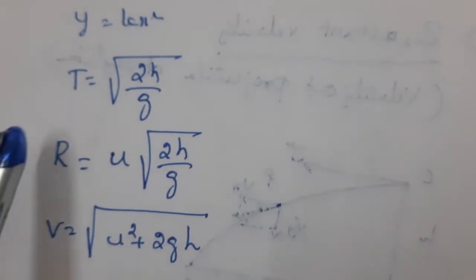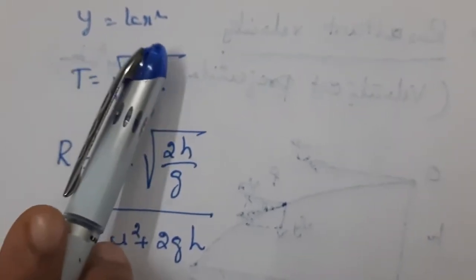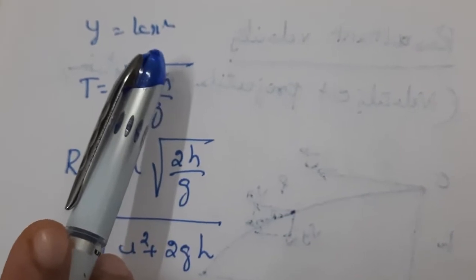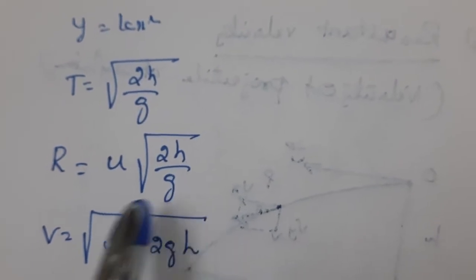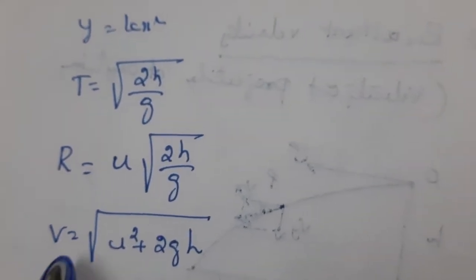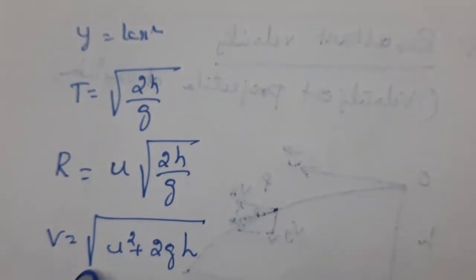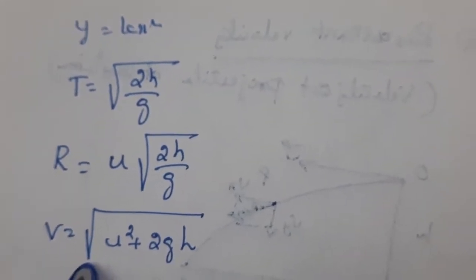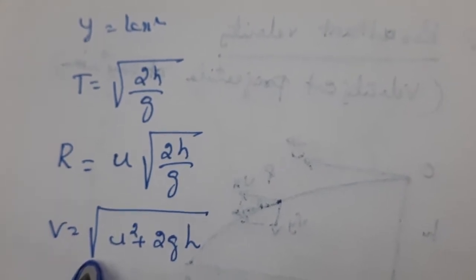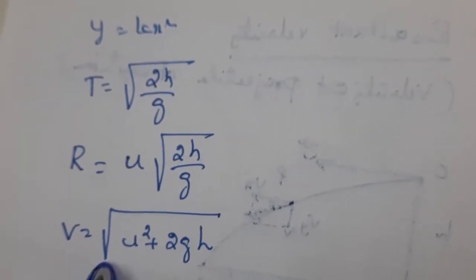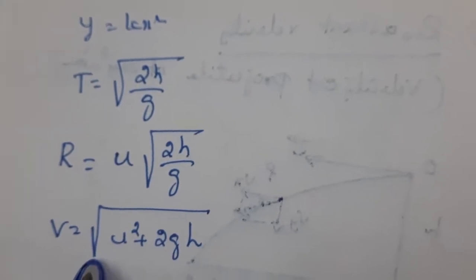We got formulas like this: y equal to k x square. That shows the equation of a parabola. And the time of flight t is equal to root of 2h by g. Time is directly proportional to the root of the height. And the range R equal to u times root of 2h by g. And the speed v is equal to root of u square plus 2gh. I think you all have learned this. If you understand this, you can understand the next, angular projection, very easily.